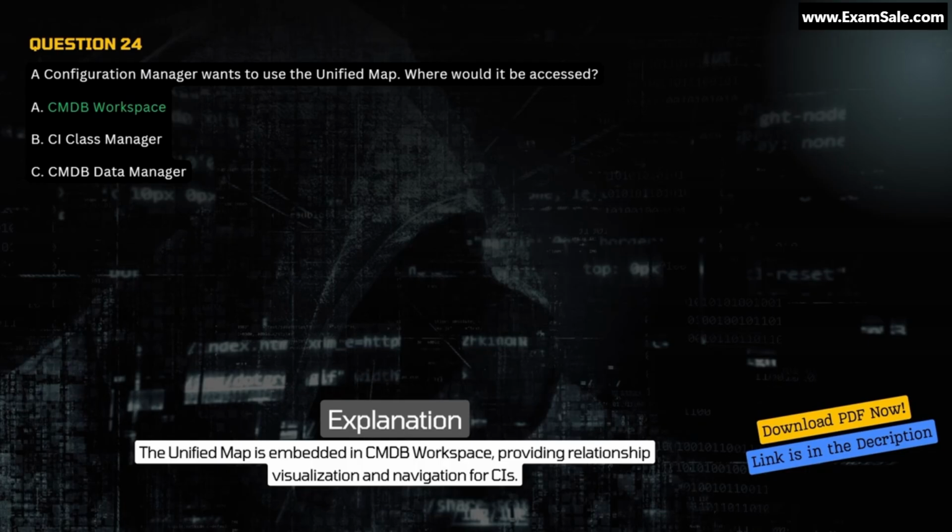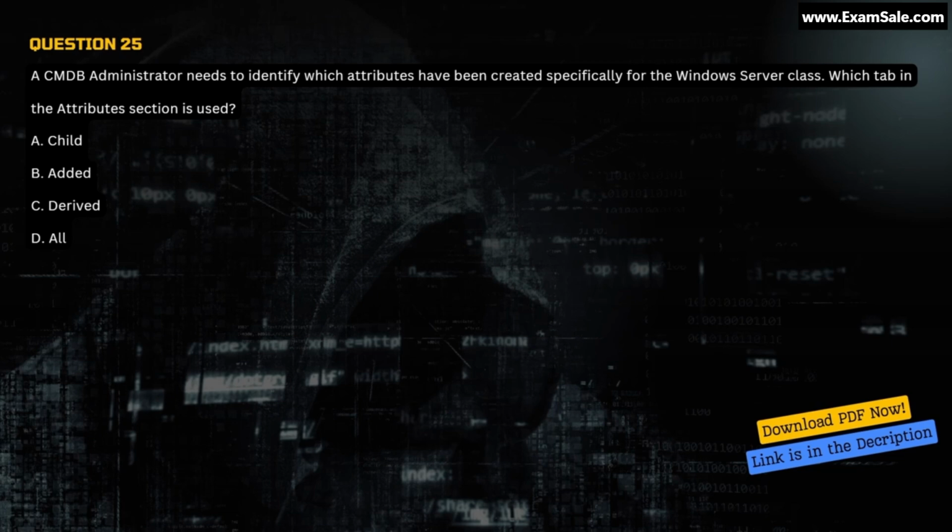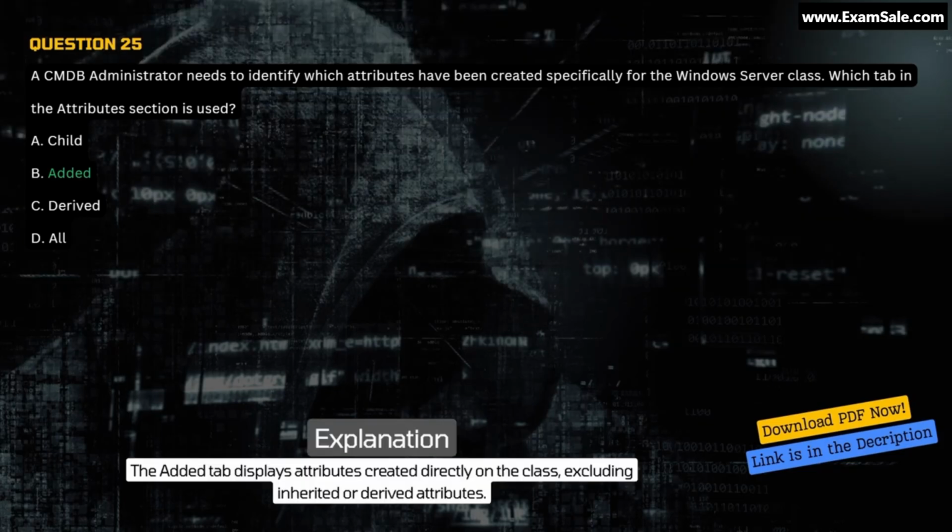Question 25. A CMDB administrator needs to identify which attributes have been created specifically for the Windows Server class. Which tab in the Attributes section is used? A. Child. B. Added. C. Derived. D. All. Correct answer B. Added. Explanation. The Added tab displays attributes created directly on the class, excluding inherited or derived attributes.